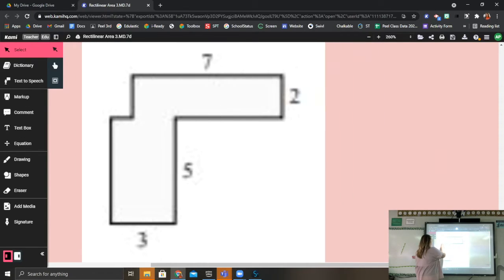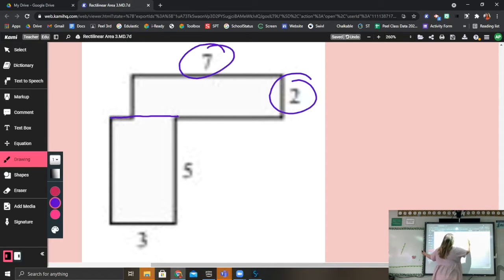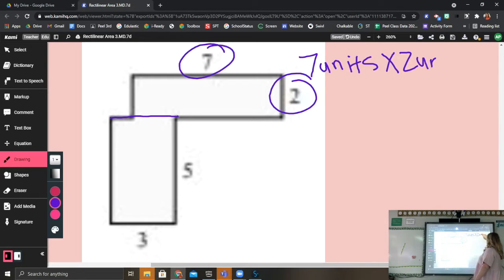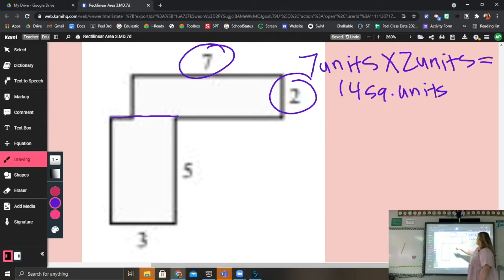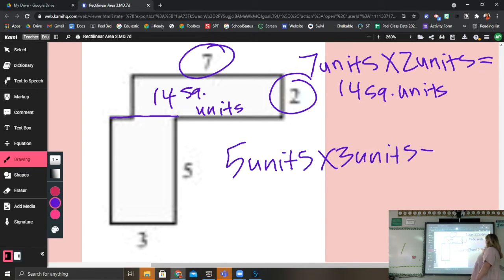All right. We are going to break our problem right here. That leaves us with the dimensions 7 and 2. We have 7 units times 2 units, and that equals 14 square units. Next, put that right here. Next, we have 5 units times 3 units, and that's going to leave us with 15 square units.